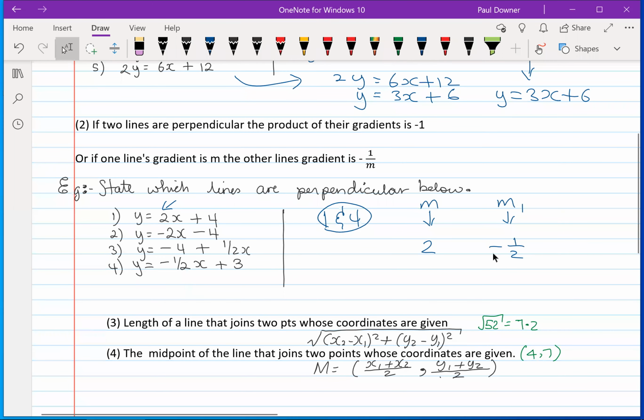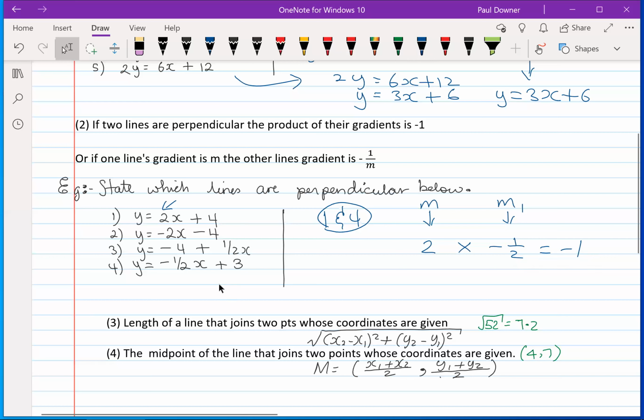So if these lines are perpendicular, when we multiply their gradients, we're going to get minus 1. If we multiply 2 by negative a half, on your calculator, you're going to get minus 1. That means that the lines that these two gradients came from, 1 and 4, are perpendicular. Why? Because when you multiply their gradients, you get negative 1 as the answer.